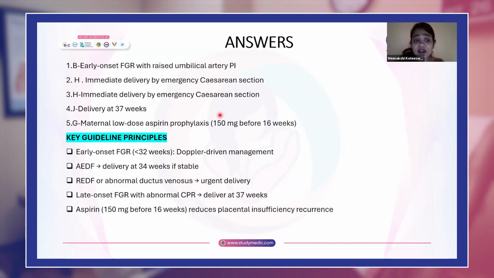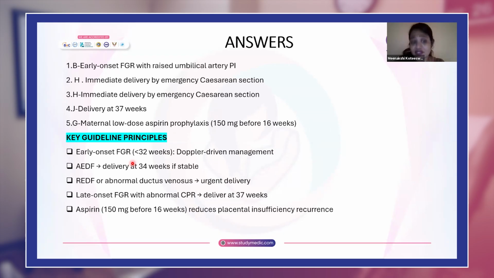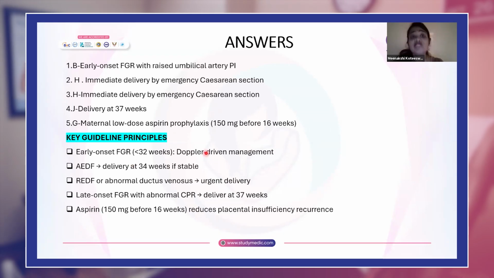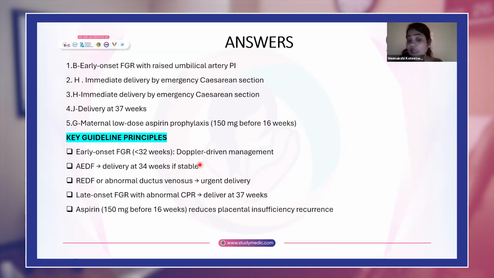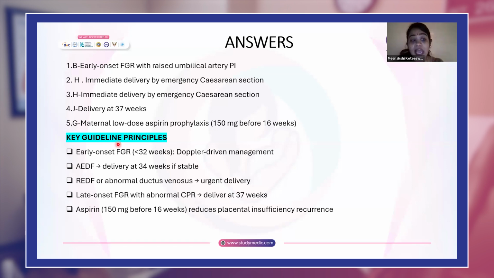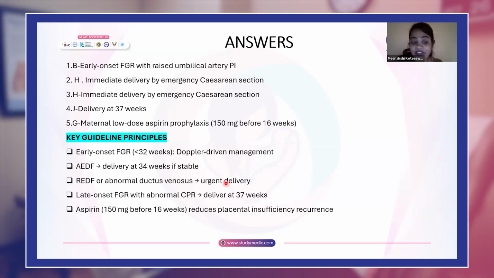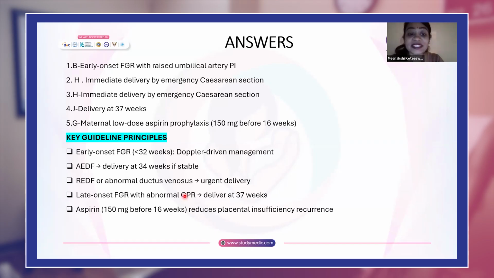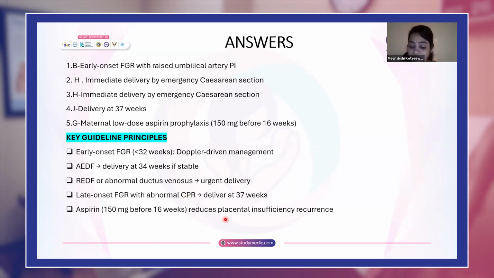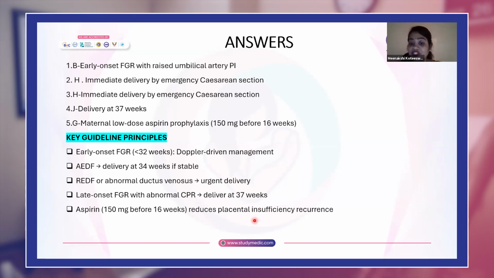So the concept here would be that if it's an early onset FGR, you have to go for Doppler driven management. That is, you keep monitoring the ductus venosus and all of that. And based on that only you would be delivering, unless the maternal situation is compromised. Absent end diastolic flow, obviously you'll be delivering at 34 weeks if she's stable. And reduced end diastolic flow or abnormal ductus venosus would call for an urgent delivery. Late onset FGR with abnormal CPR, then deliver at 37 weeks. Aspirin reduces the placental insufficiency recurrence.